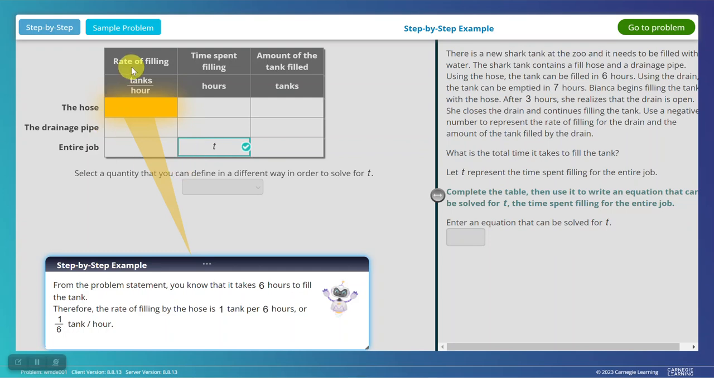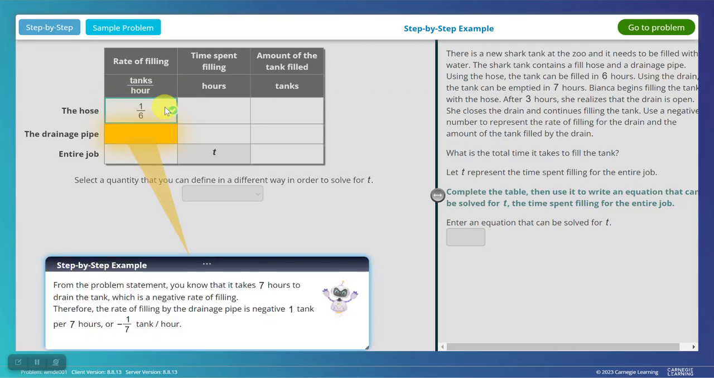Okay. The rate of filling of the hose. So the hose is filling it up at a rate of, well, it says in the problem the tank could be filled using the hose in 6 hours. So the rate is tanks out of hours. So that's why they're getting one tank for 6 hours.